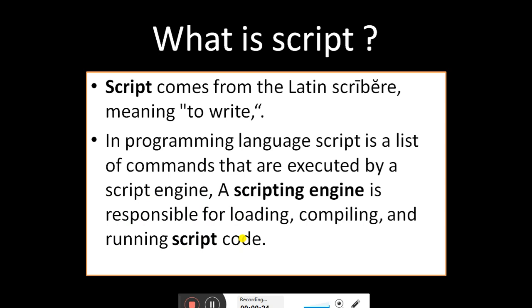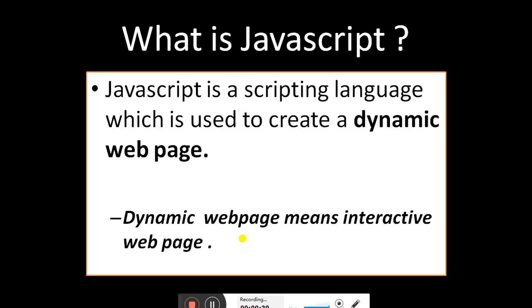In programming language, a script is a list of commands that are executed by a scripting engine. The scripting engine is responsible for loading, compiling and running the script code. Now, what is JavaScript? JavaScript is a scripting language which is used to create a dynamic web page. Dynamic web page means interactive web page.